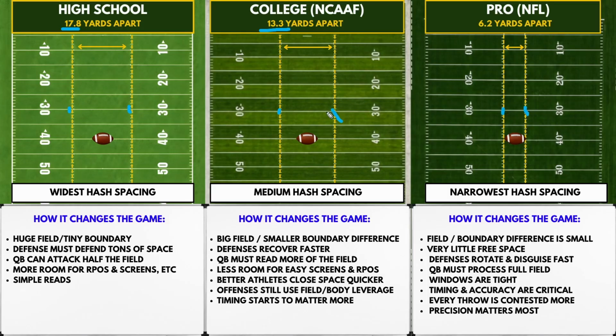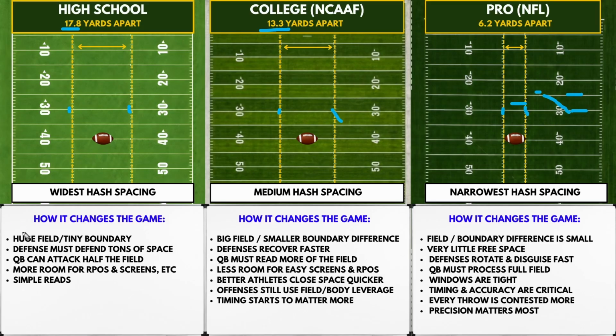So if the distance between is 30 and it's 25, that's 5 yards, and add 1 more yard, and that is basically the distance between these two. High school hashes are about 3 times wider than the NFL hashes.